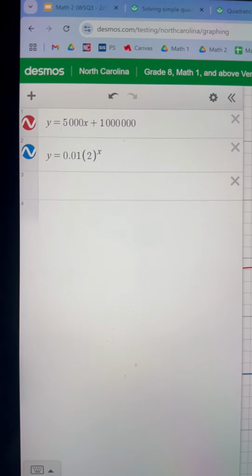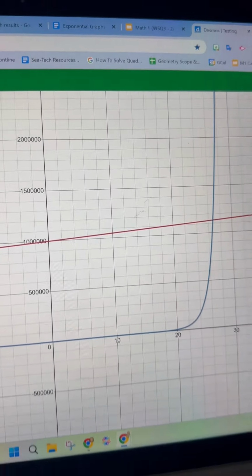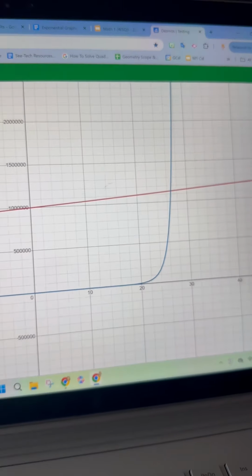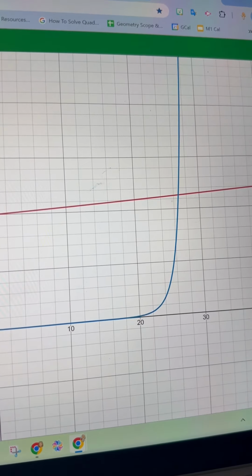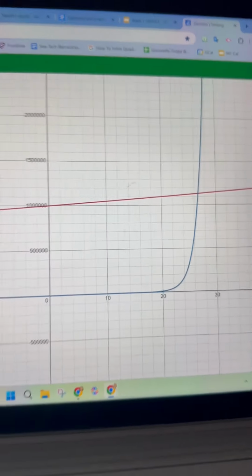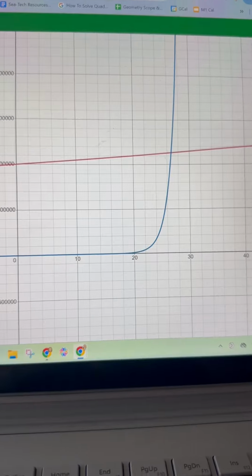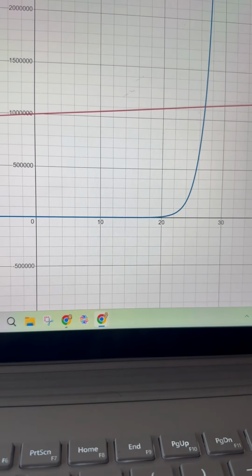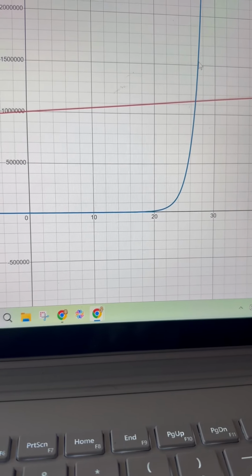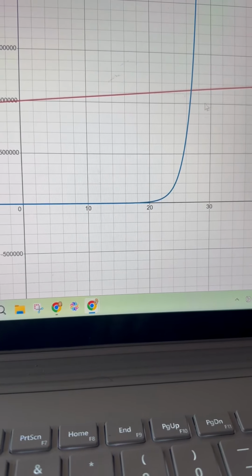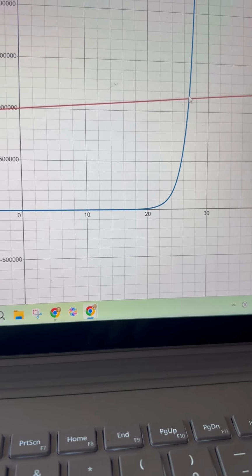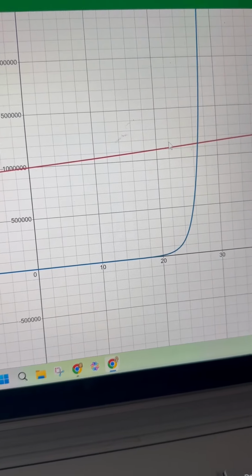As you can see in the red, that's a linear equation producing that red linear graph. And over here, blue, that's our exponential equation, doubling every time, so growing really fast after about day 22 or 23. So today what we're talking about is at what point does our exponential graph finally rise above our linear graph? Or in other words, when is it better to go ahead and take that exponential option, the doubling of the penny every day, versus taking that linear option?